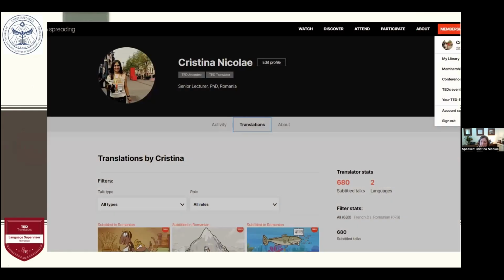Okay, when it comes to visibility, one point that my students were satisfied with was the fact that they had their profile created on the TED page. So once you fill in a questionnaire and you are accepted as a volunteer, you can choose from the general pool whatever topic or material you want, depending on length, level, difficulty, topic, and so on.